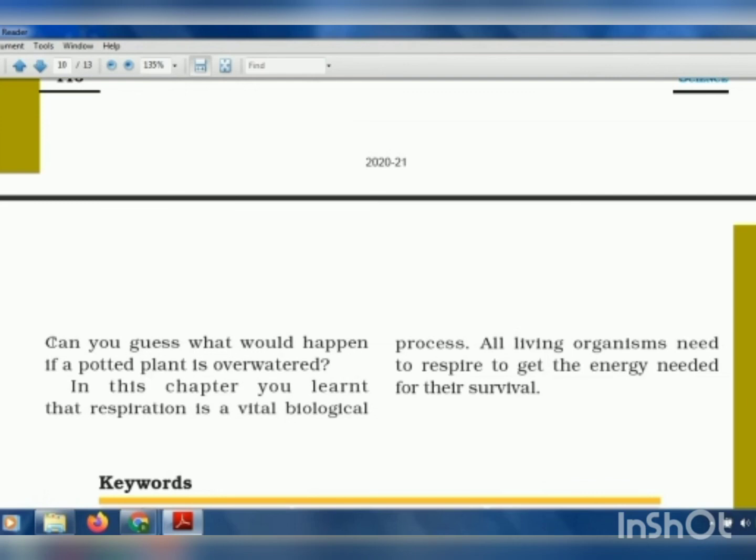That is why a question is asked here: can you guess what would happen if a potted plant is overwatered? What happens if you overwater a potted plant? The gap between the soil particles is filled with water, and that is why the root cannot breathe, because of which the root dies. So this is the thing. We complete our chapter here on respiration. Hope you all have understood it properly.